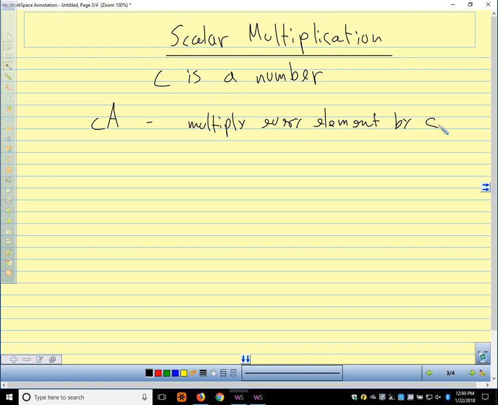So 2 times A, you multiply every element in A by 2. -5 times A is multiply every element in A by -5. So we can think of negative A as the same as -1 times A. So we multiply every element by negative 1. So that's what negative A means.